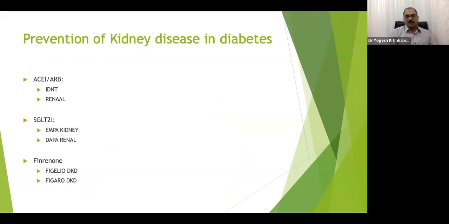There have been multiple trials which have shown the benefits of these drugs. If we are talking about ACE inhibitors and ARBs, these are the cornerstone of therapy to prevent diabetic kidney disease. There have been multiple trials at multiple stages, whether from normal albuminuria to moderately increased albuminuria, or moderately to severely increased albuminuria, or in patients with advanced chronic kidney disease. They have shown benefit. An important thing we should focus on, whenever we add ACE inhibitors or ARBs, is to be careful regarding hyperkalemia.